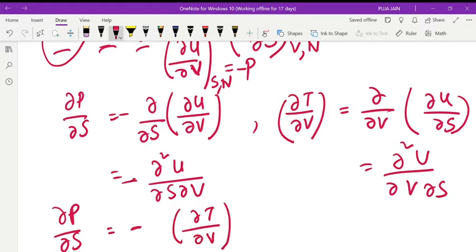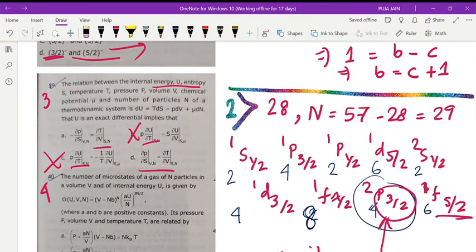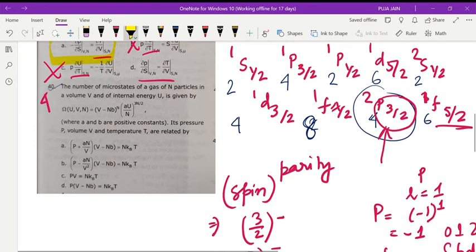So let's see which option is correct. There will be a minus sign, so option A is correct. Option A is correct. Okay, go slowly, go steady, because here you have a lot of chance to make the options wrong. Okay, so now the next question is number of microstates is given. What they have asked is the relation between pressure P, V and T.